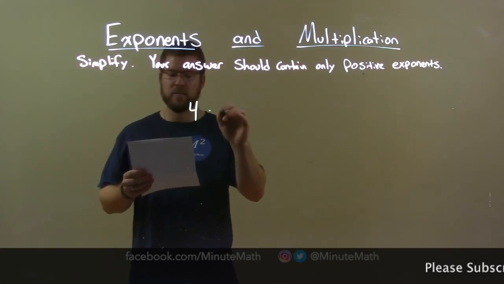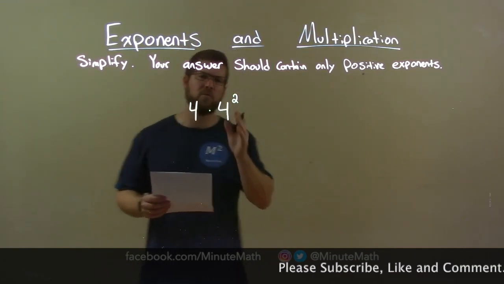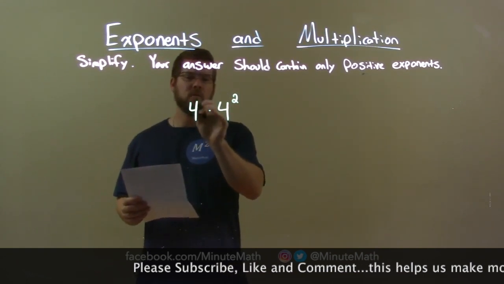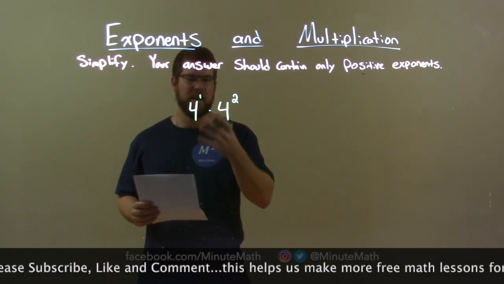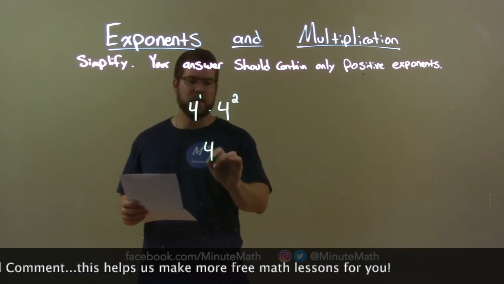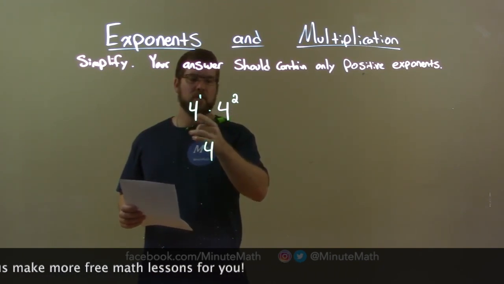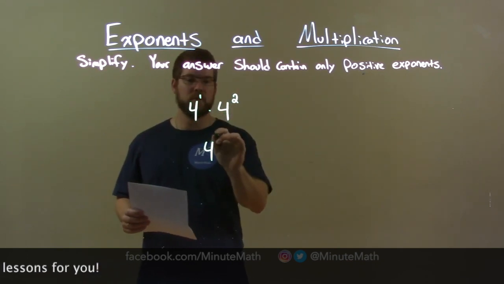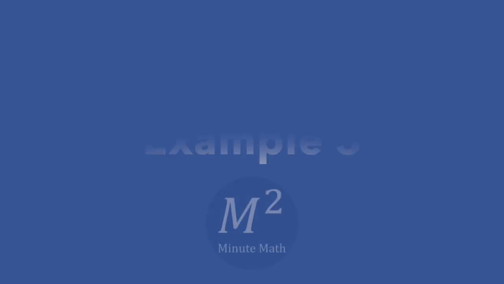4 times 4 to the 2nd power, okay, or 4 squared. Well, we have the same base here, and well, this 4 is by itself, but we can imagine it has a first power. That's really what's there. So when we have the same base, we keep that base down there, the 4. The exponents, when we have multiplication between the two numbers, the exponents are added, and 1 plus 2 is 3. And so my final answer is 4 to the 3rd power.